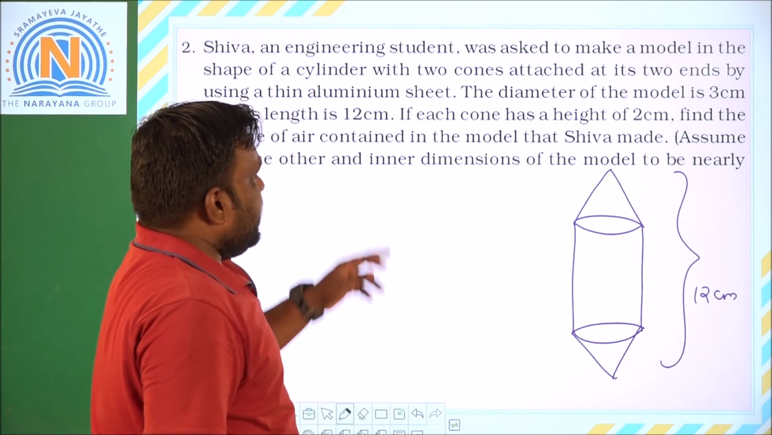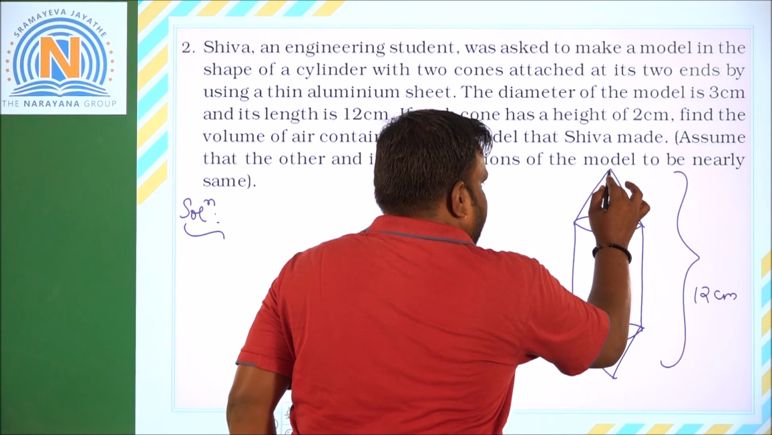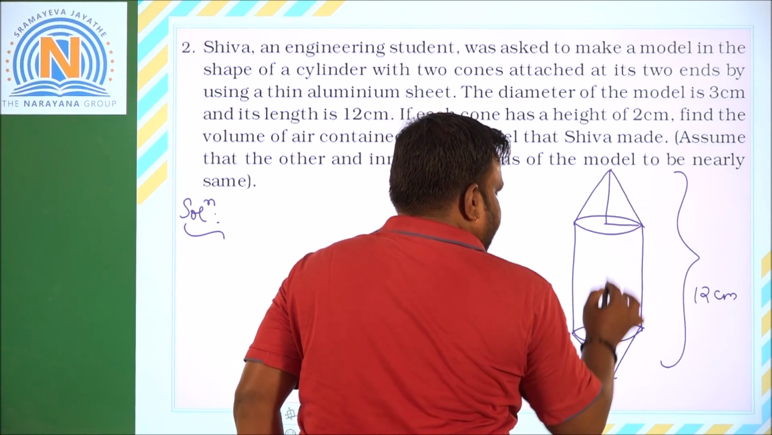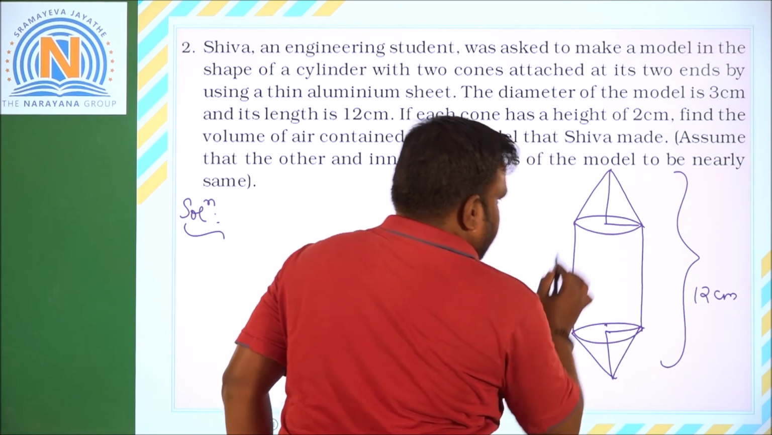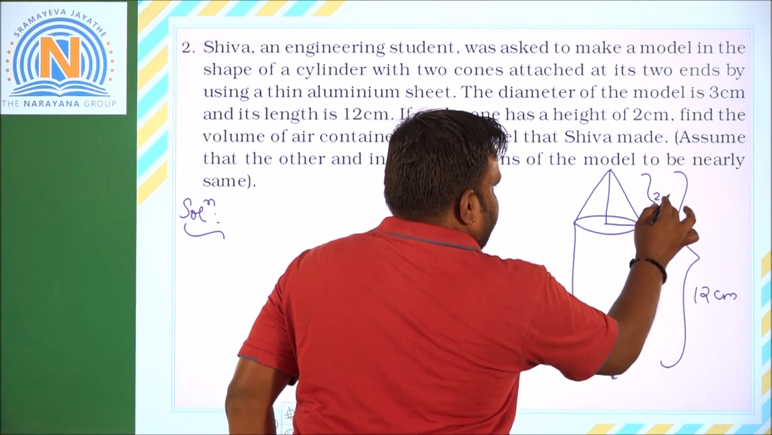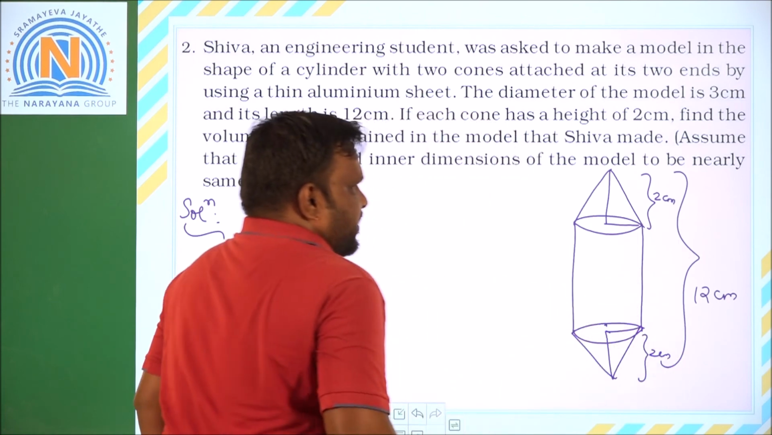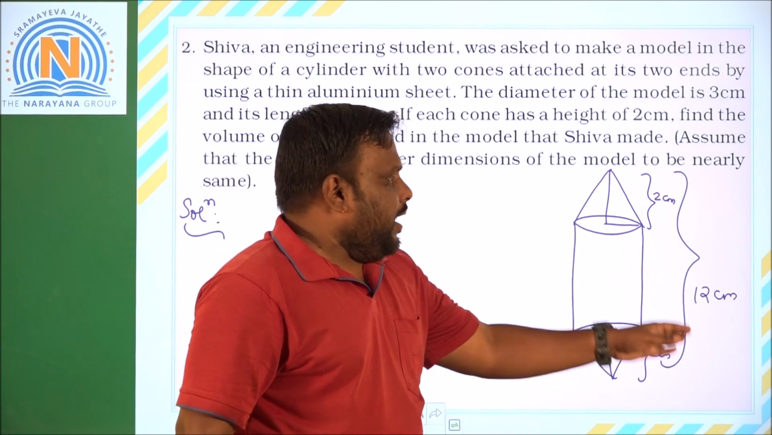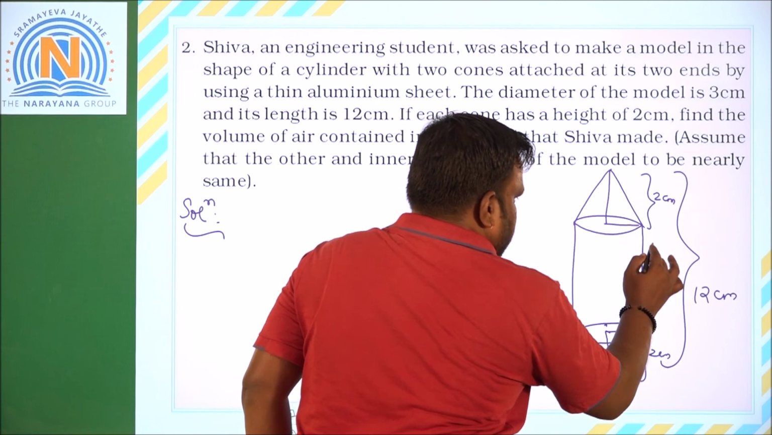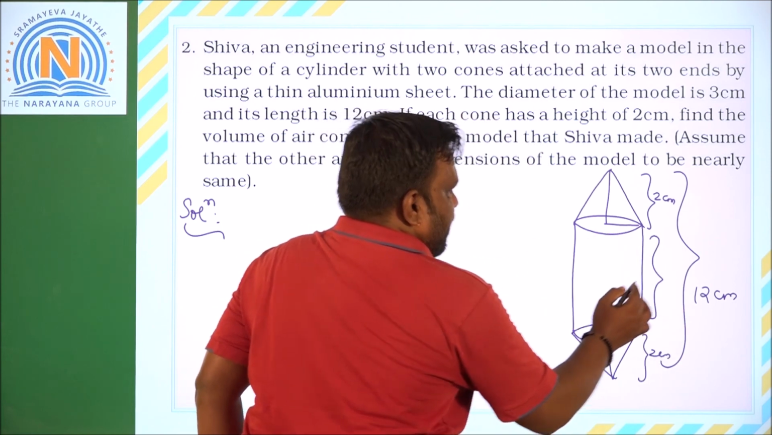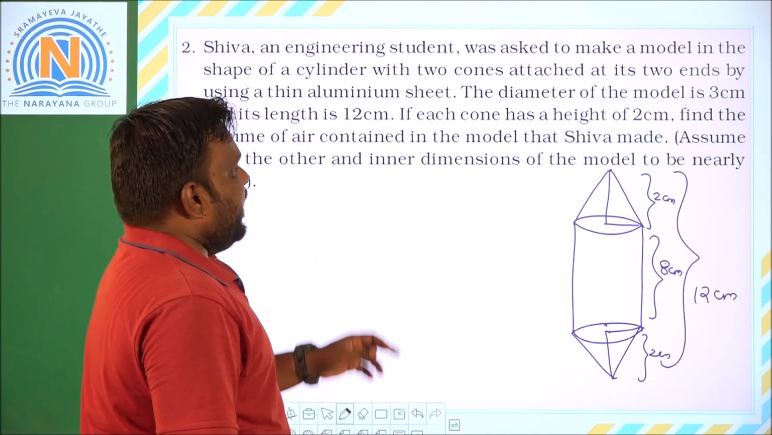If each cone has a height of 2 centimeters, so if you take this as the height and this as the radius, in that case this also is 2 centimeters and this also is 2 centimeters. The total height of the model is 12, in which the two cone heights are 2 centimeters each, so it will be 4. So the height of the cylindrical part will be 8, right? 12 minus 4.